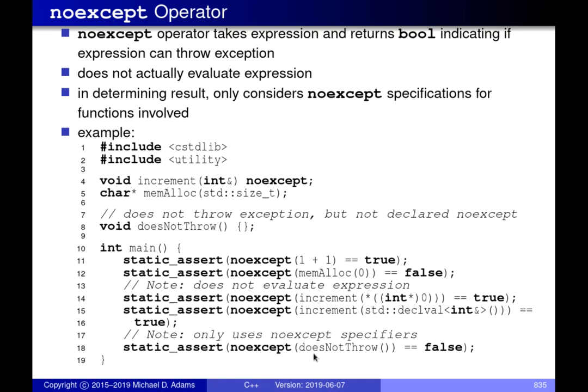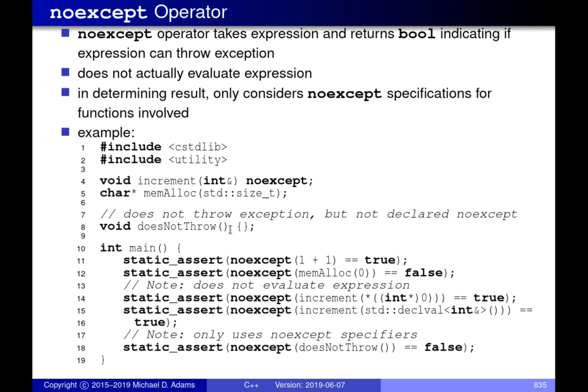And then I guess the last example I want to consider is this one down here on line 18. If we go back up above and look at how the function doesNotThrow is defined, you'll notice that there is no noexcept specifier. So what's going on here in terms of the contract that this particular function is making with the rest of the world? It's not promising not to throw exceptions.